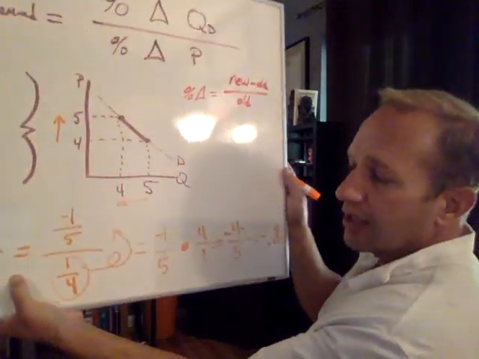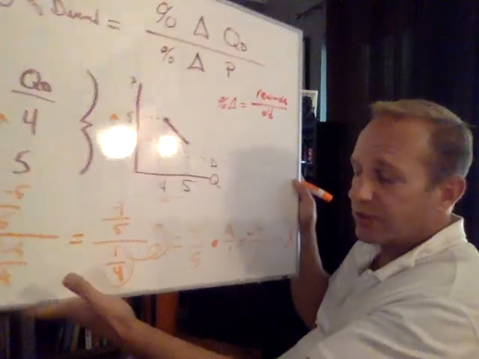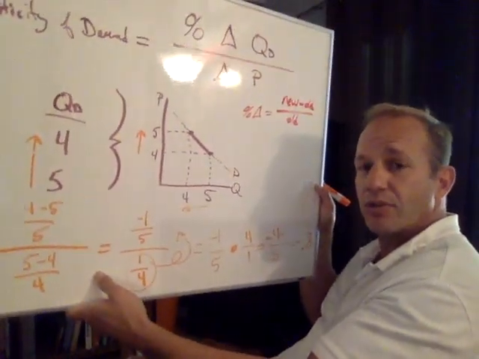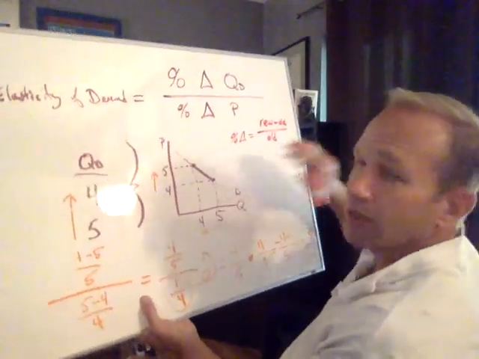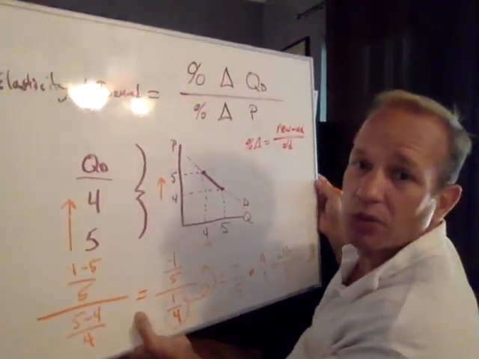So that's negative 0.8. When I gave you the E is less than 1, E is greater than 1 thing, I didn't mention anything about negative numbers. You know why? Because these will always come out to be negative because the slope of our demand curve is negative. So we don't care about that. We ignore the sign.